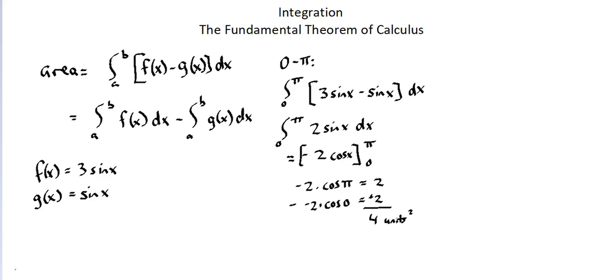Now let's look at the same two curves on a longer interval, 0 to 2 pi. And our integral is the integral from 0 to 2 pi of 3 sine x minus sine x with respect to x. Now let's go over to Desmos and take a look at what these two curves look like on the longer interval.